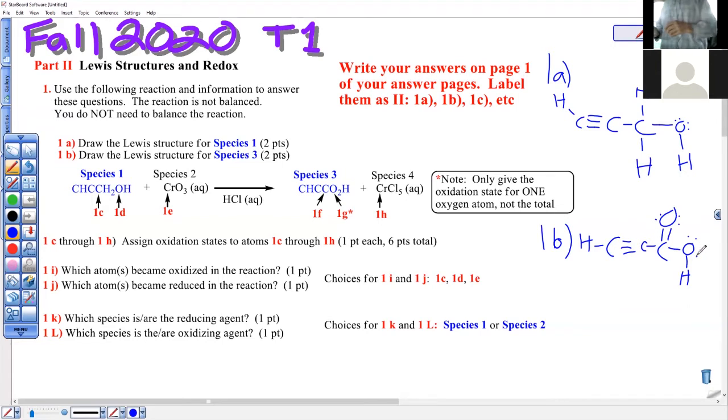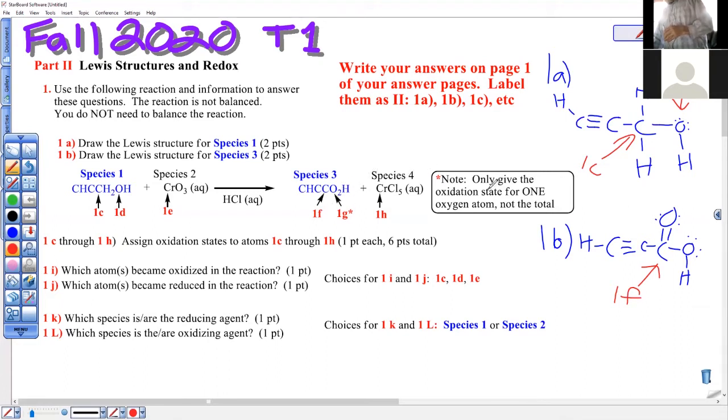Now we have, these are atoms. 1C is the CH2 here. And in the product, that's 1F, the same atom in the product. And 1D is this oxygen. And 1G is one of those oxygens. It doesn't matter. It says star. I hope it explains stars.